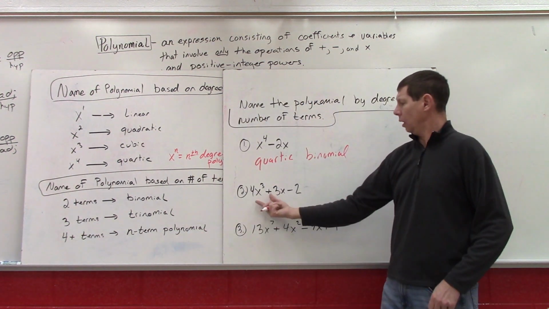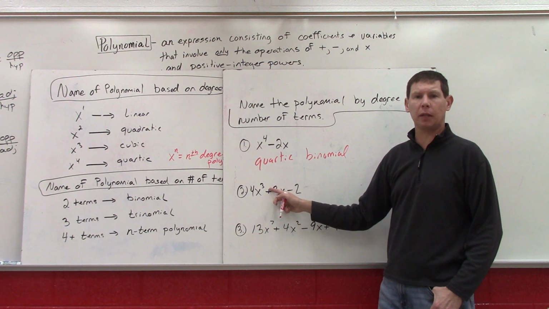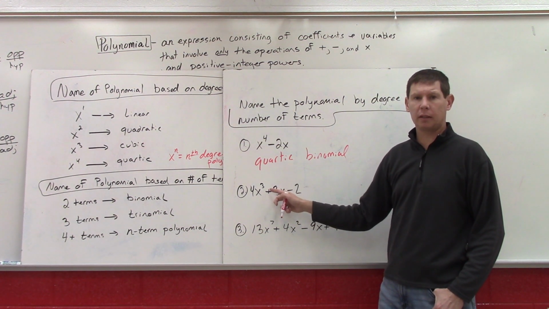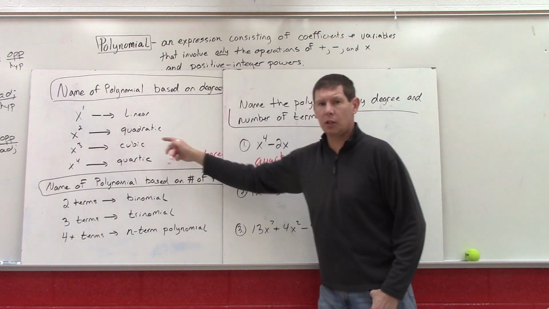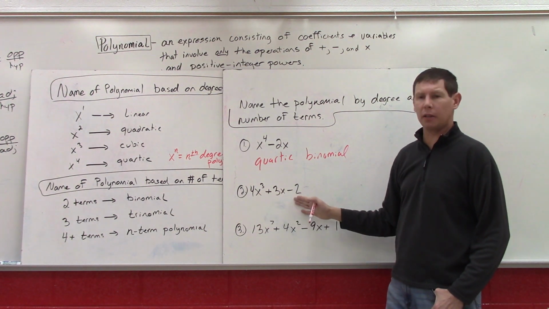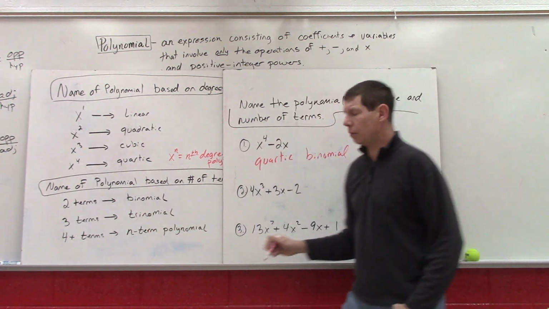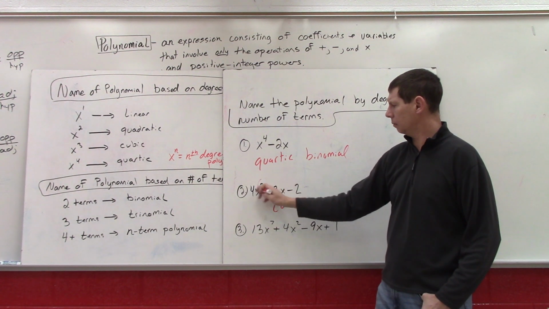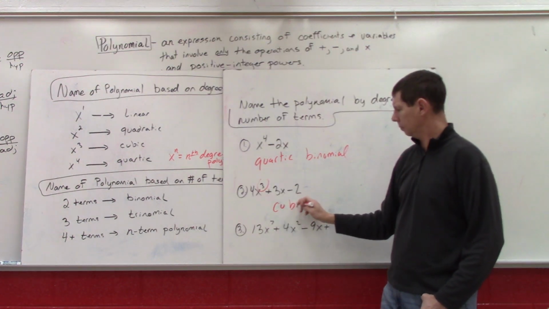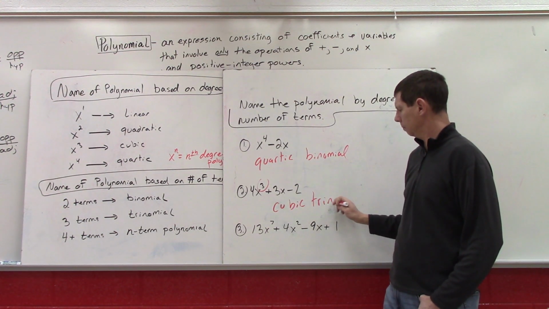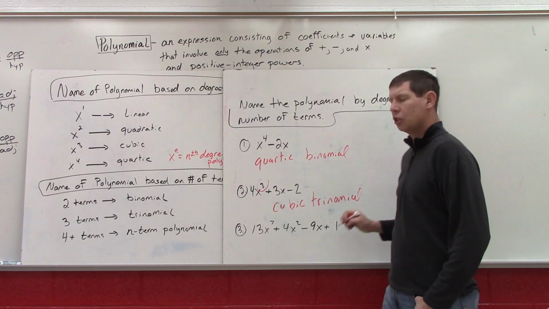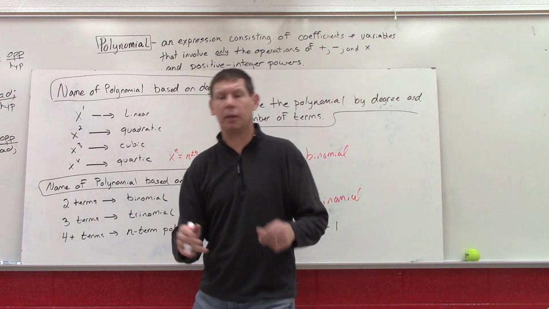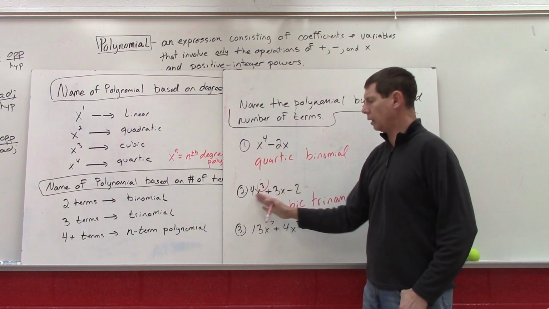Oh, how about this one? Start with our highest exponent. It's a 3. So right away we know it's cubic. Now we look at how many terms there are. Once again, there's 3. So we would call this a cubic because of our exponent, trinomial. By the way, notice all these are written in standard form.